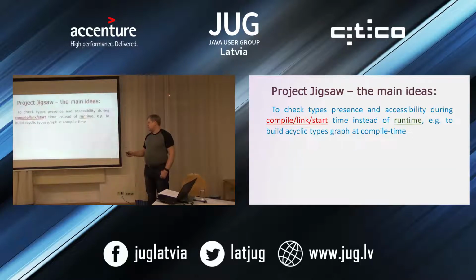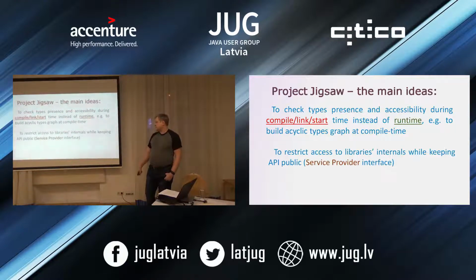I took the liberty to derive more practical, more technical ideas from those goals. So the first idea is actually to check types, presence, and accessibility during compile, link, or start time instead of runtime. Or in other words, to build a cyclic type graph at compile time. Or again, start time, link time. And the second goal is to restrict access to libraries and kernels while keeping the API public.